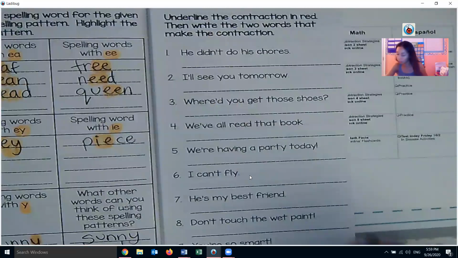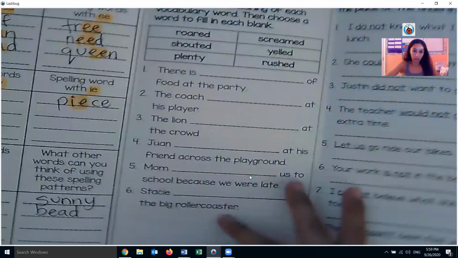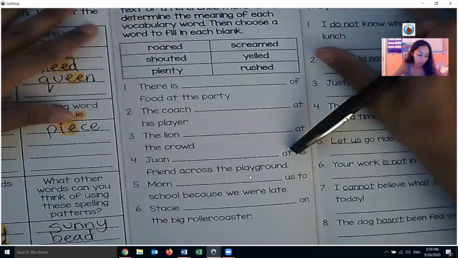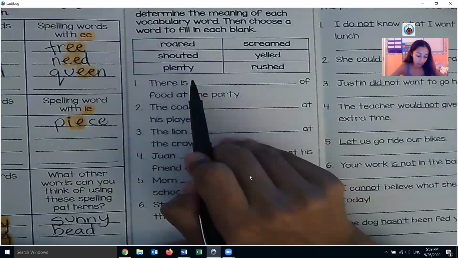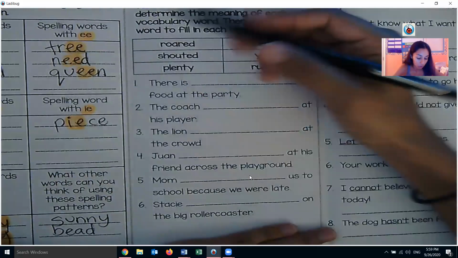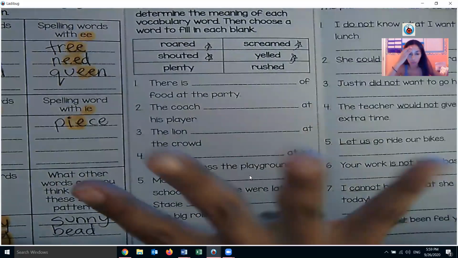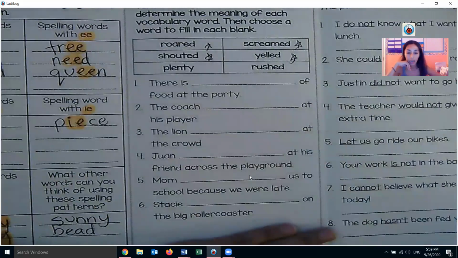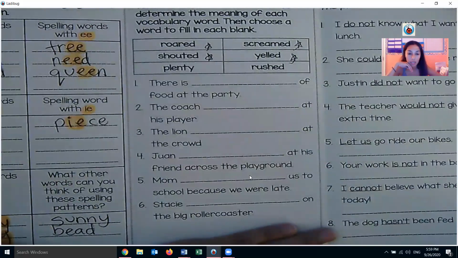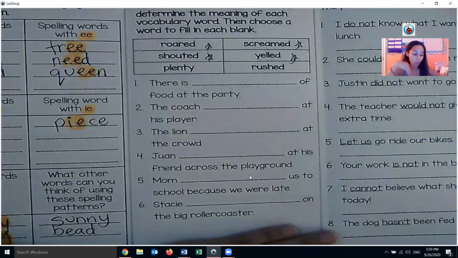The other piece for today is vocabulary. So we have the word roared, shouted, plenty, screamed, yelled, rushed. So I feel like roared, shouted, screamed, and yelled, those four are very similar words. I'm going to go through first and kind of read all those sentences to figure out which one is going to make the most sense where, because they're all pretty, I guess, loud noises.